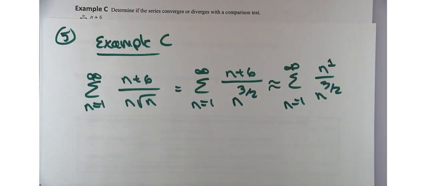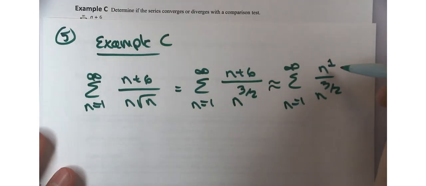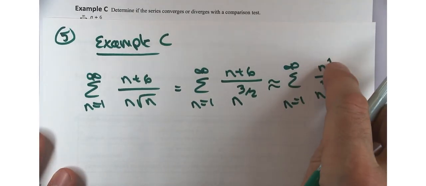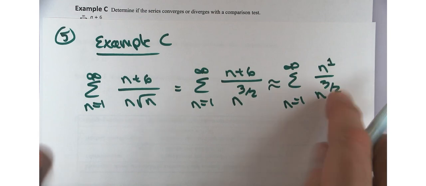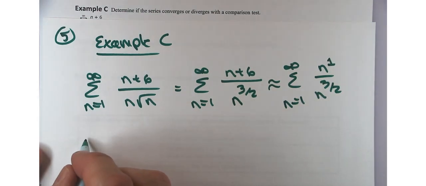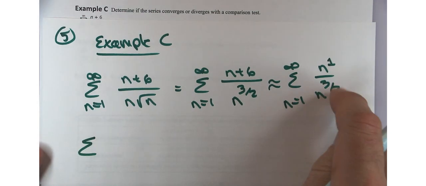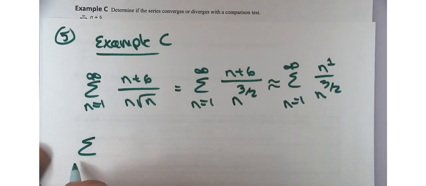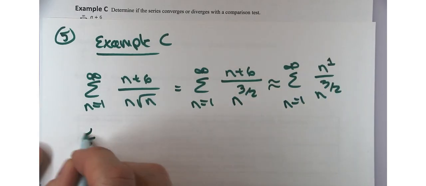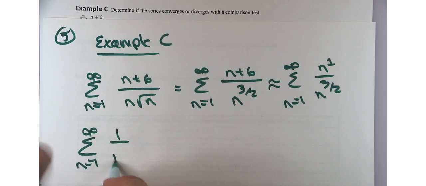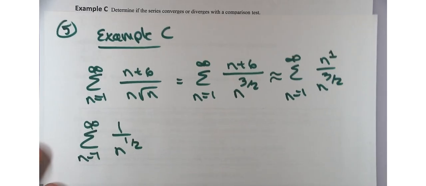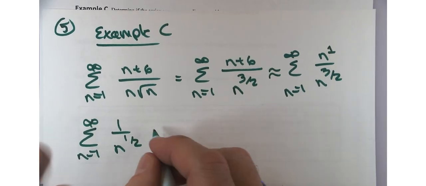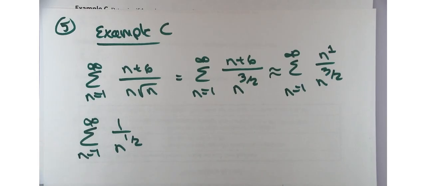Exactly. So the thing to notice here is that I could simplify this a little bit further. Because I got n to the first power and n to the 3/2 power on opposite sides of a fraction, I could subtract the smaller from the larger. This is going to be the sum from n equals 1 to infinity of 1 over n to the 1/2 power, which is a divergent p-series.